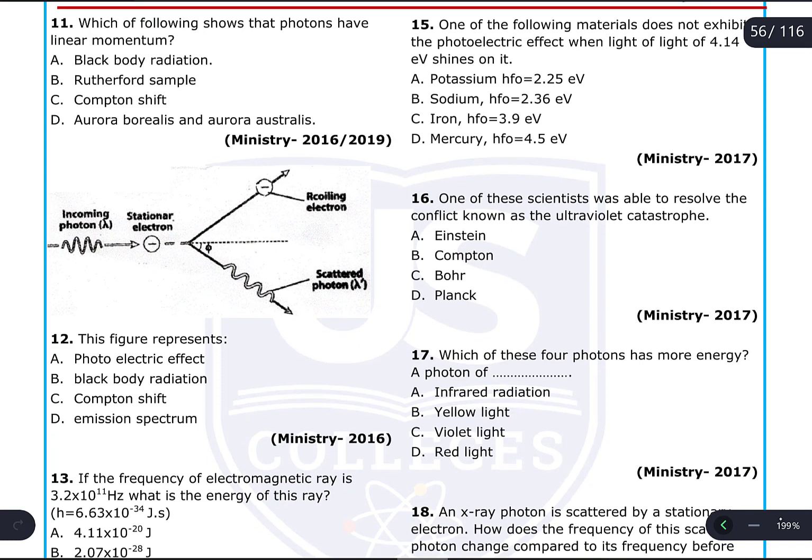Question number 11, which of the following shows the photons have linear momentum? So Compton shift, Compton effect. When a photon hits an electron, remember the experiment, it makes the free electron recoil. So of course, if it is recoiling, the photon must be transferring some of its momentum to the electron, which shows you that initially the photon has some linear momentum.